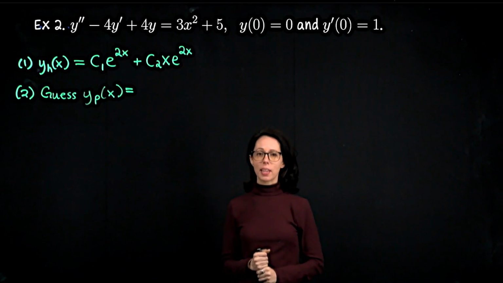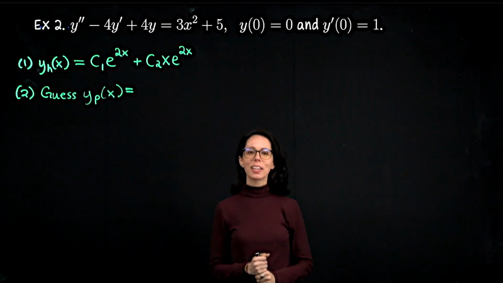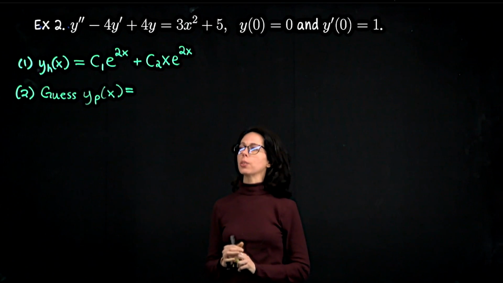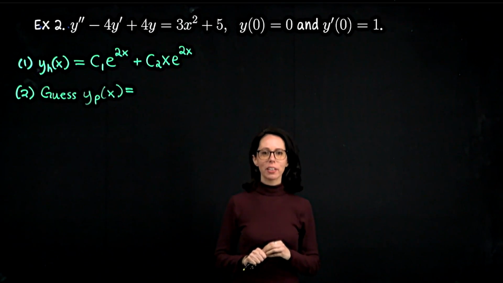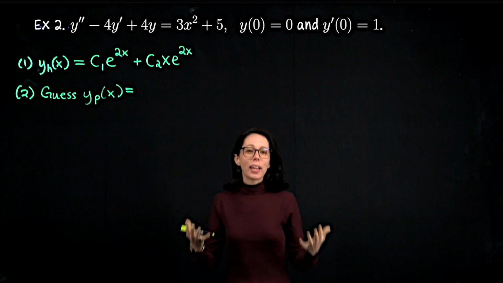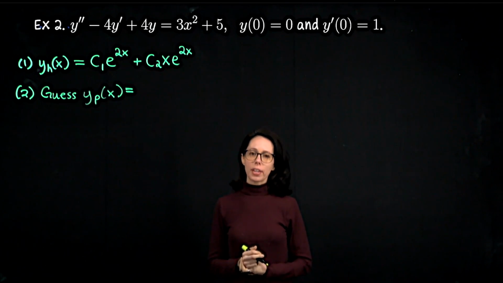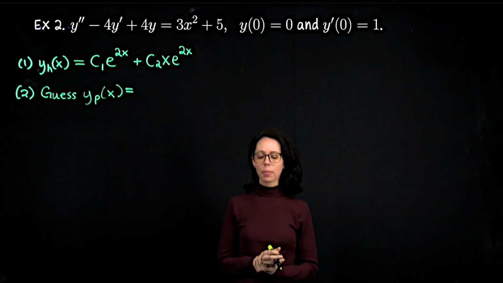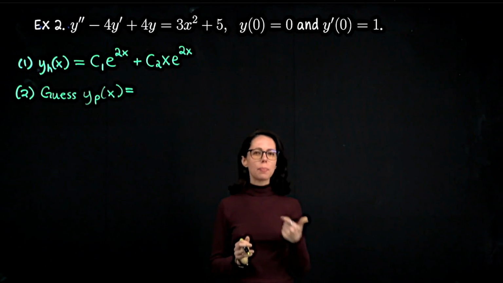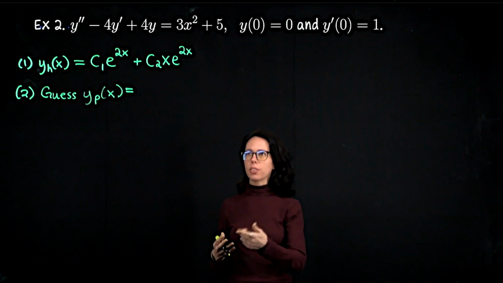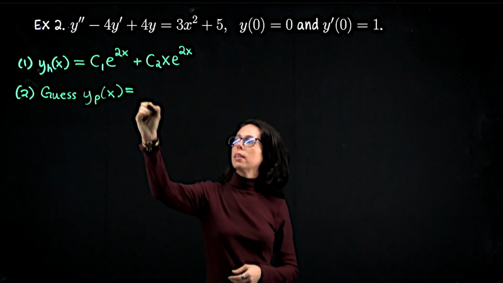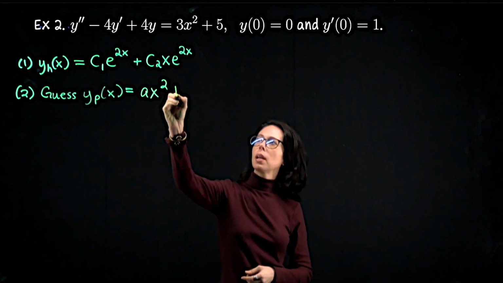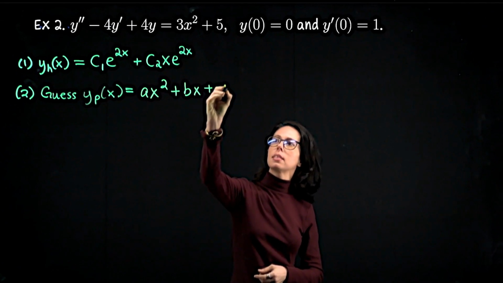For our second example, the forcing function on the right-hand side is 3x squared plus 5. Since we already know the homogeneous solution, let's go ahead and guess the particular solution. It's going to look like the right-hand side. The right-hand side is a degree 2 polynomial, so I'm going to guess a sort of generalized degree 2 polynomial. To do that, I'm going to use the coefficients a, b, and c. I just think that's easier than c3, c4, c5. So let's write that our particular solution will have the form ax squared plus bx plus c.